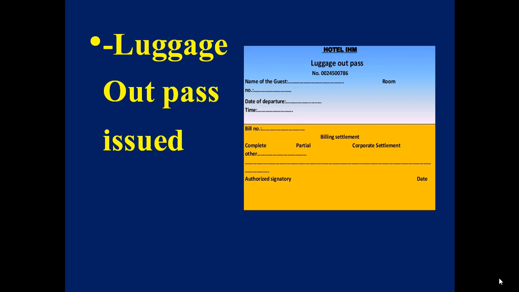Then details of the guest, like name of the guest, then room number, then date of departure, then what time he or she is going to depart, then bill number, then complete, partial, corporate settlement, then billing settlement, and any other information, and the authorized signatory, and then date. So this is how the luggage pass should be prepared, should be filled by the BLDEX, and the necessary signature should be taken from the guest if necessary, and that pass will help you to take the guest luggage out of the hotel property.